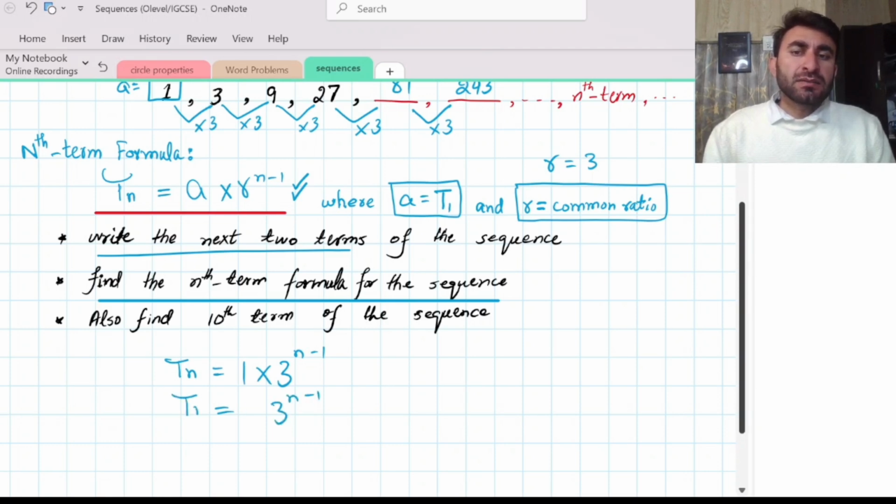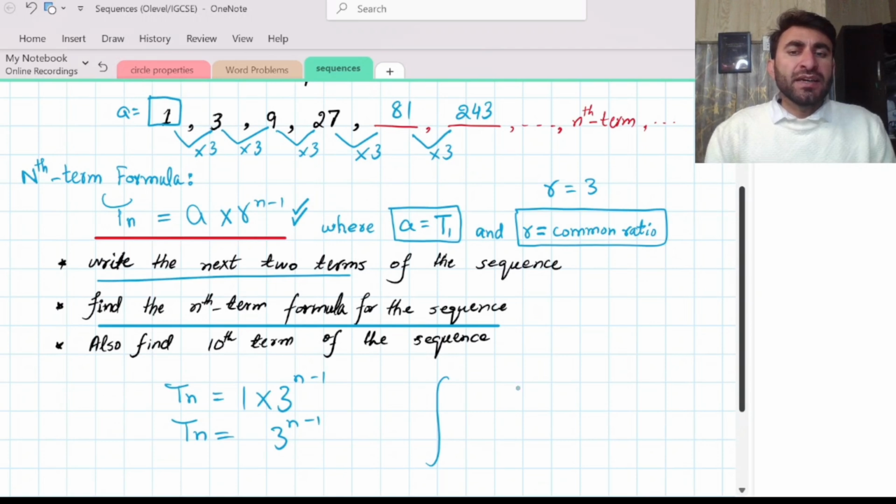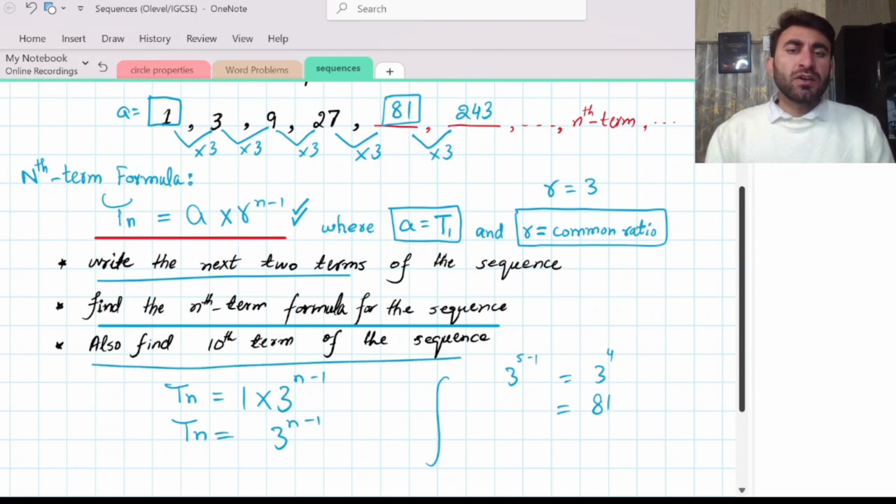That is the nth term formula for the sequence given, and we can also verify it by substituting the value of n for any term. Like if I replace n with 5, it shall become 3 to the power 5 minus 1. It is 3 to the power 4, and that is 81, and we can see the fifth term of the sequence is 81. So that is how we find the nth term formula for the sequence. Then it said also find the 10th term of the sequence.